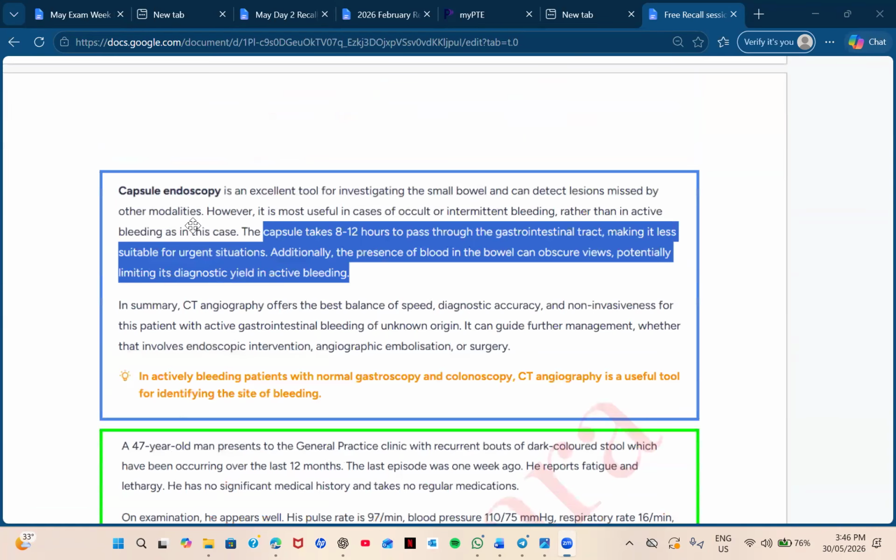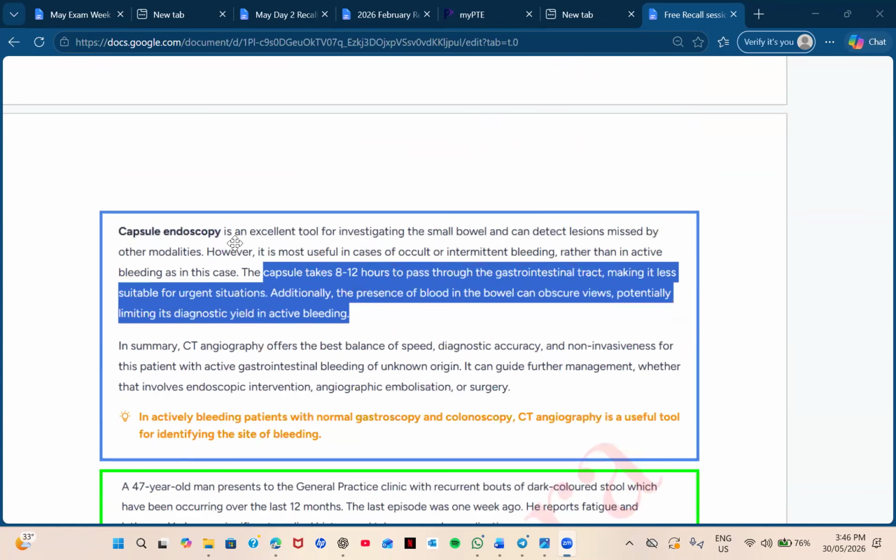So why not capsule endoscopy? It is an excellent tool to investigate the small bowel and can detect lesions missed by other modalities, right? However, it is most useful in cases of occult or intermittent bleeding rather than in active bleeding as in this case, right? The capsule takes 8 to 12 hours to pass through the GI tract, making it less suitable for urgent situations. That is the reason we are not using capsule endoscopy. It will take time, right? 8 to 12 hours. So if we are waiting 8 to 12 hours in active bleeding, patient is done, right?